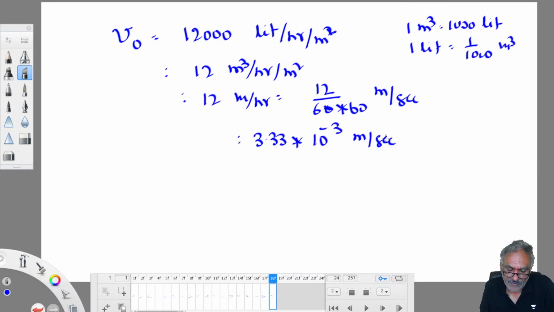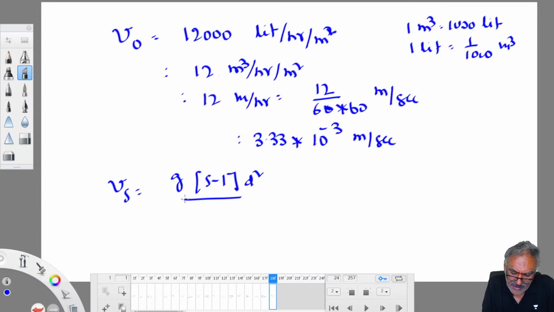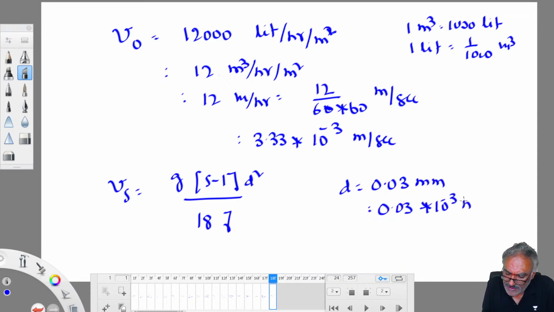Okay? Now we have to work out Vs. So Vs is equal to G into (S minus 1) d square by 18 nu. But d is given in mm, 0.03 mm. So 0.03 into 10 power minus 3 meters.